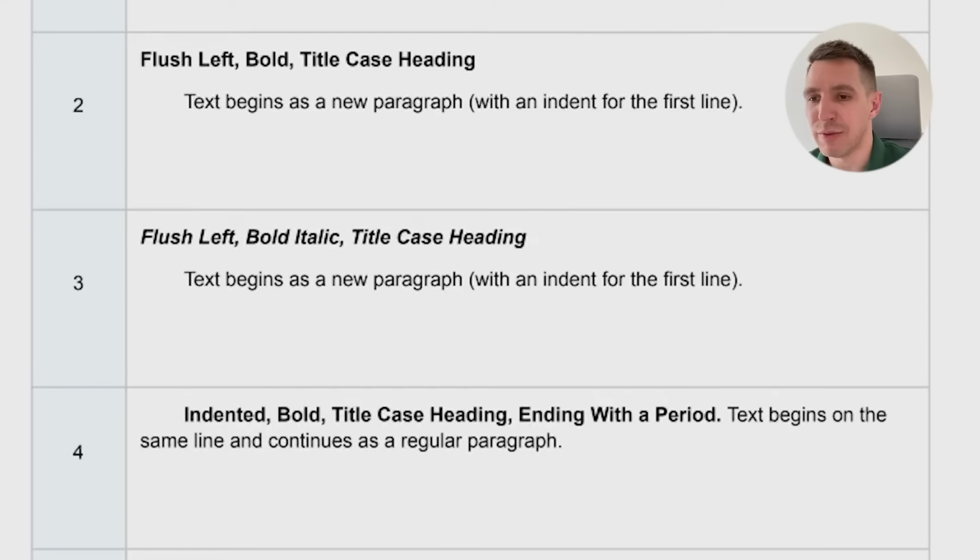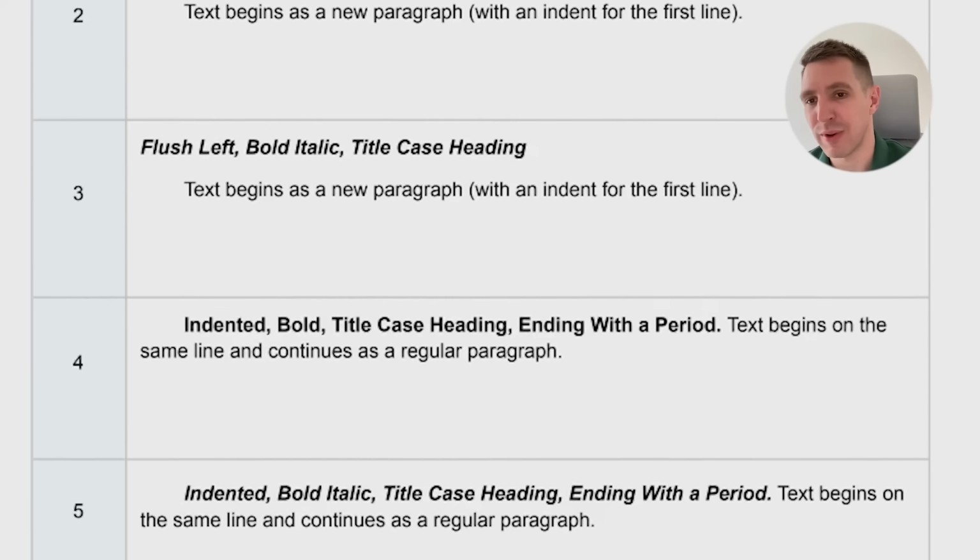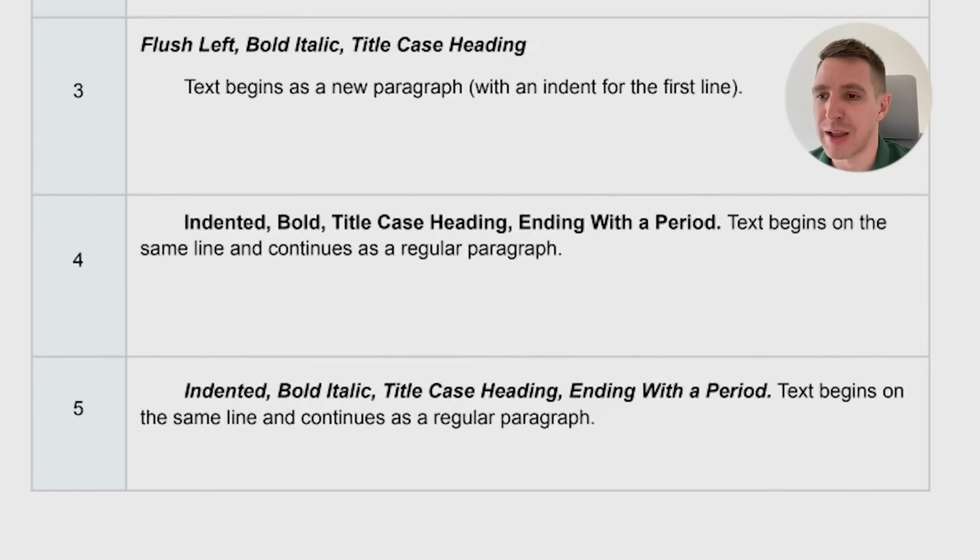And then level 4 and 5, this is where things start getting interesting. Level 4, you have an indent of a 1/2 inch. It's bold, it's title cased, and it ends with a period. And that is quite noteworthy because that period allows you to then start the text on the same line. So this is a little bit unusual. If you think about headings, you usually think about a heading being on a separate line above the text. But for level 4 and for level 5, it starts on the same line. Level 5 is the same as level 4, except that it is, of course, italicized. And again, the text starts on the same line.